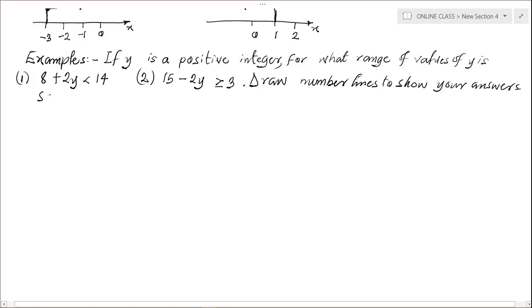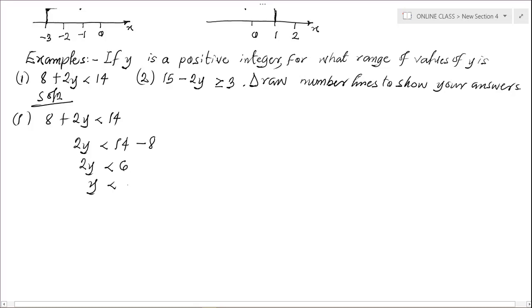So we are going to solve now. Solution number 1 says that 8 plus 2y is less than 14. So 2y here is less than 14 minus 8. 2y is less than 6. y is less than 6 over 2. Therefore, y is less than 3. Now you draw the number line.